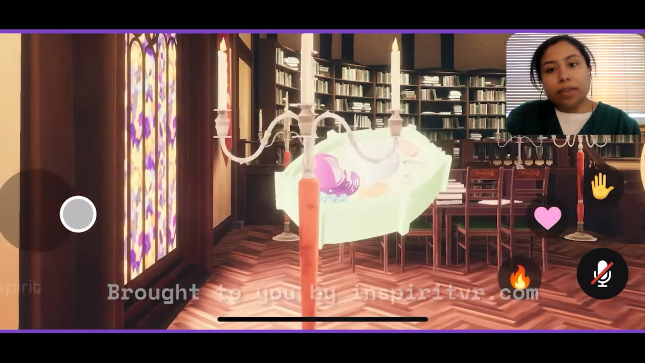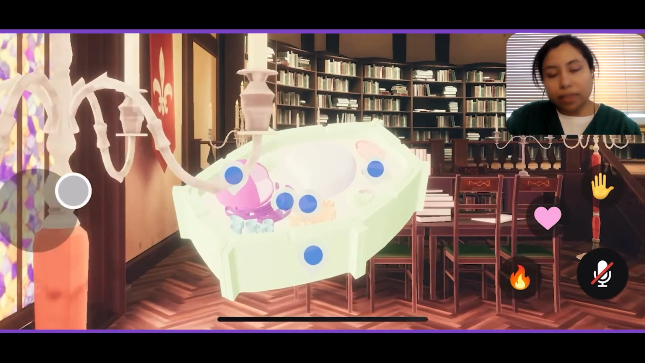So as far as the comparison goes within these cells, that's pretty much it.